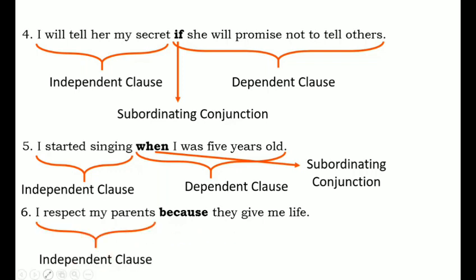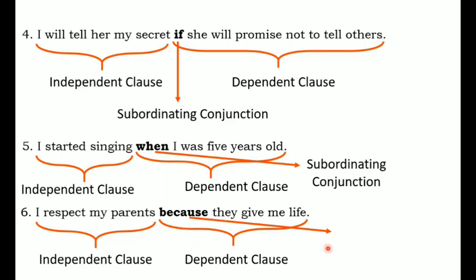The first part is an independent clause. Again, it is also a simple sentence. Even if you remove this part, it still has a perfect sense. But the second part here is a dependent or subordinate clause because it does not express a complete thought. It cannot stand alone. Nakakaroon lang siya ng meaning kapag idinugtong mo siya dito sa independent clause. Alright. Now, the word because is our subordinating conjunction. Again, the purpose of this subordinating conjunction because is just to introduce the dependent clause. Okay.